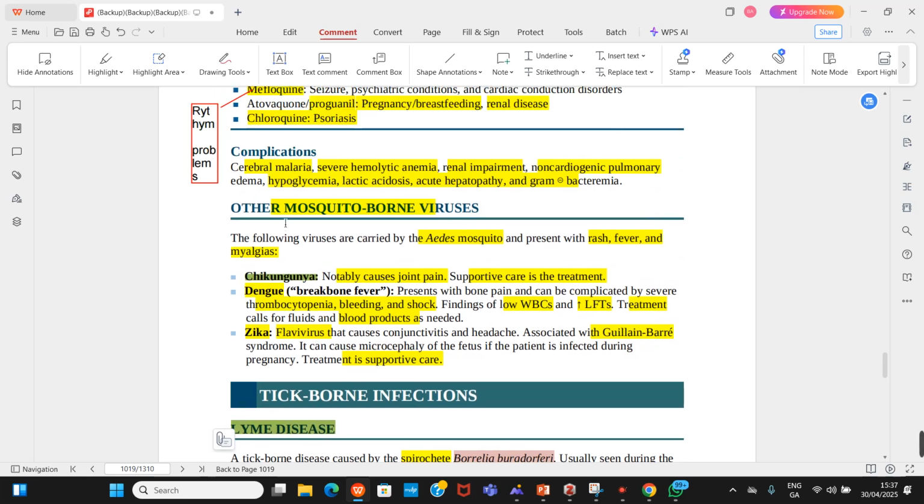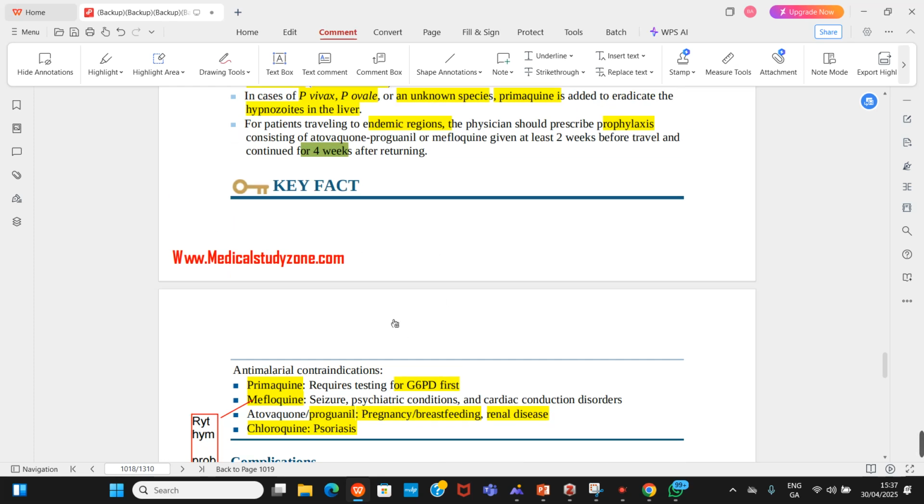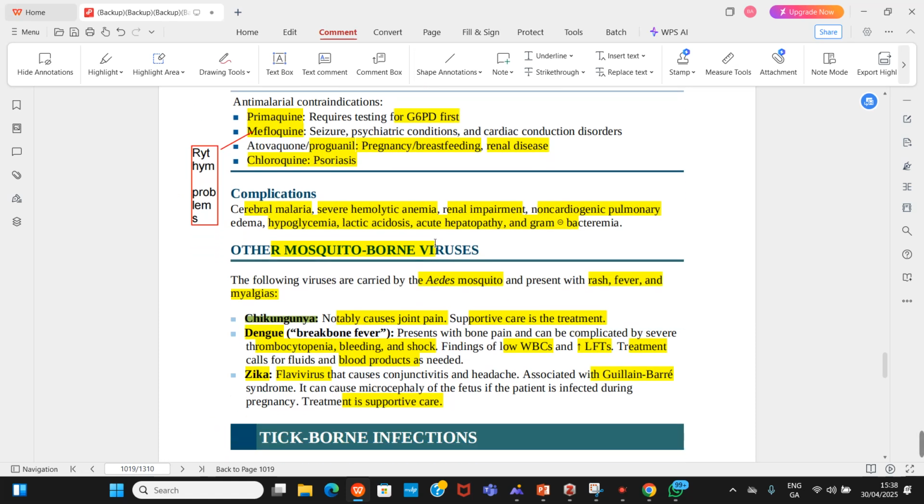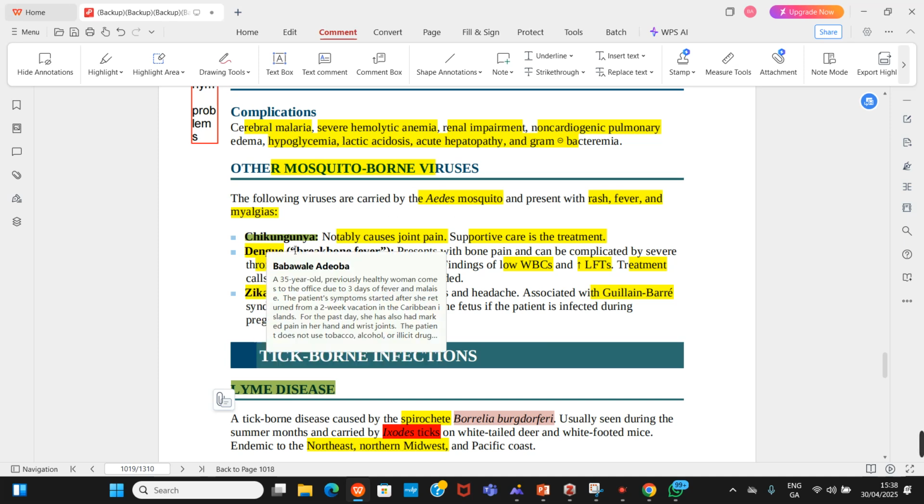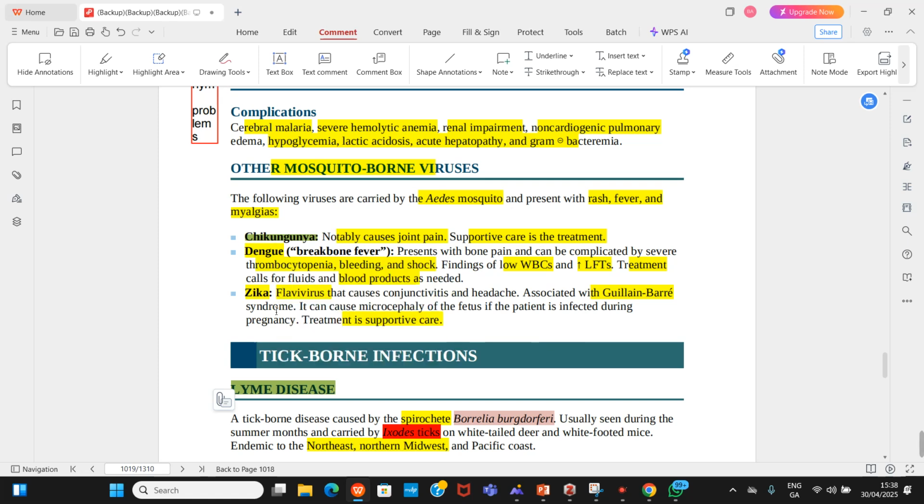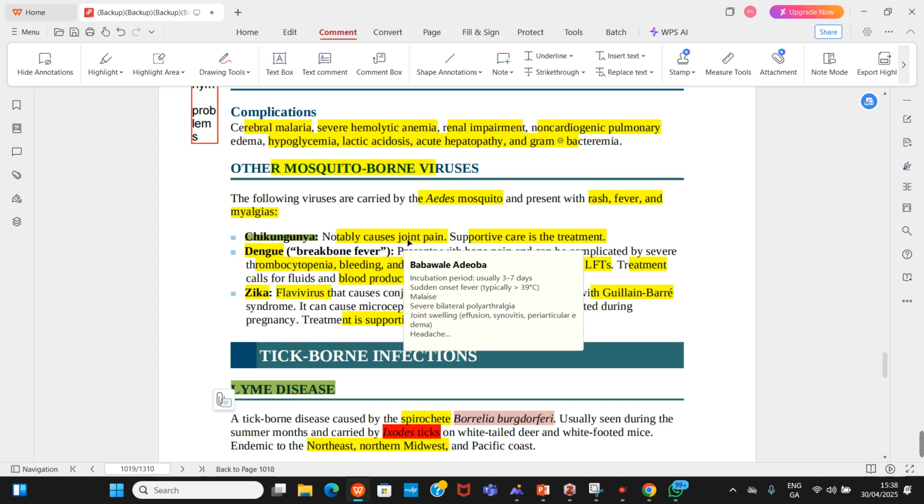So what are the other mosquito-borne problems that we should expect? What is common to all of them is that they are transmitted by the Aedes mosquito. Malaria is by the female Anopheles, but the other ones that we have here are by the Aedes mosquito. One thing that's common to the three of them, which are chikungunya, dengue, and Zika, is that they can have rash and fever. So take them one by one. Chikungunya is the first, and I have some notes here for us.